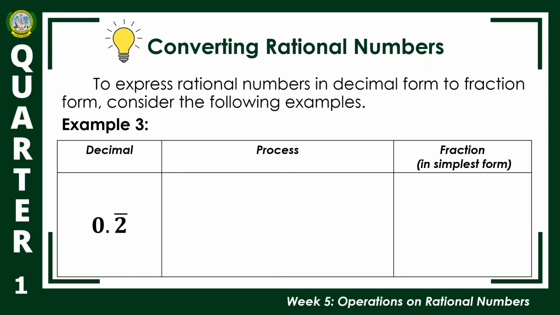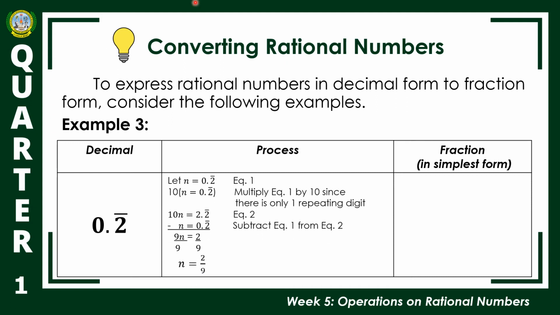Ayan. Paano naman to? Hindi na siya terminating. So, of course, this is another story. Iba na po yung process. 0.2 bar. So, meaning continuous to yan. So, 0.22222 and so on. So, ganito po yung magiging process. Medyo iba to dun sa kanina. Kaya, mas kailangan ng atensyon. Kasi, mas mahirap to compare dun sa kanina. Ayan. So, ito yung pinaka-process.